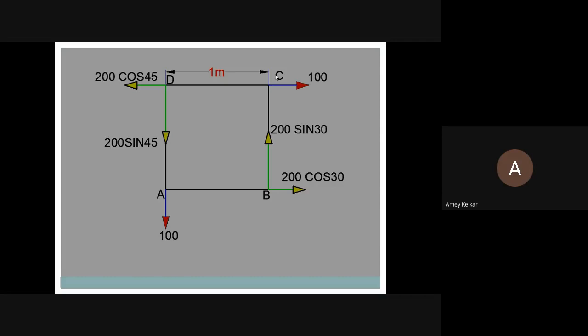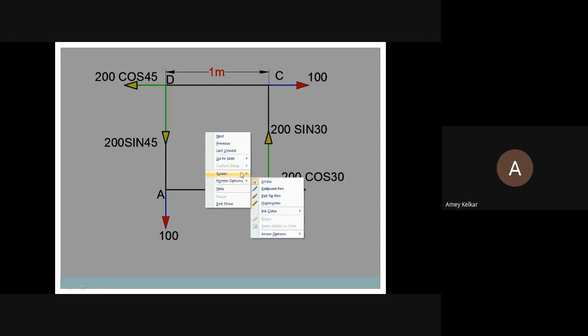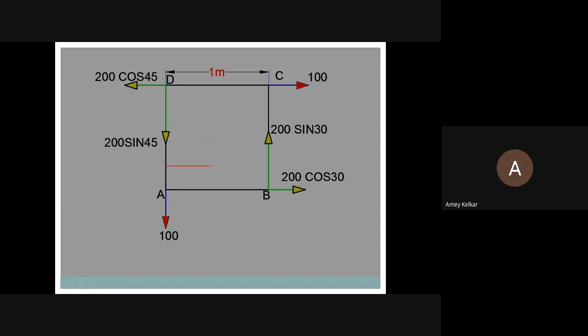Secondly, if we go logically, 200 sin 45 is a force acting downwards, a vertical force. So to find moment, we want a horizontal distance. Is there any horizontal distance between 200 sin 45 and point A? No. If my point was point B, then this would have been my horizontal distance with respect to this force. But with respect to this force and point A, there is no horizontal distance, so this will not cause any moment.